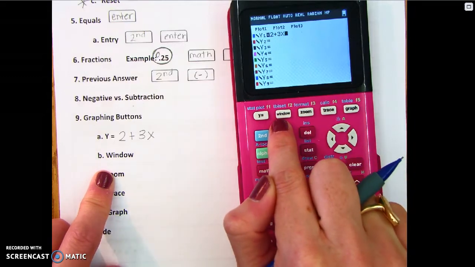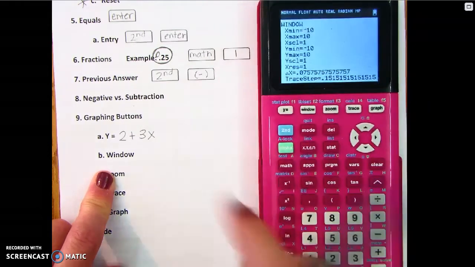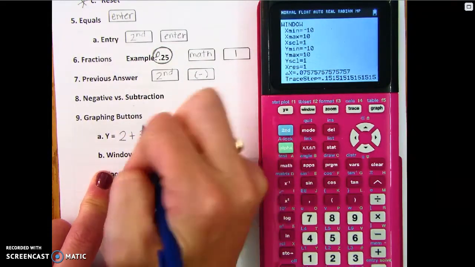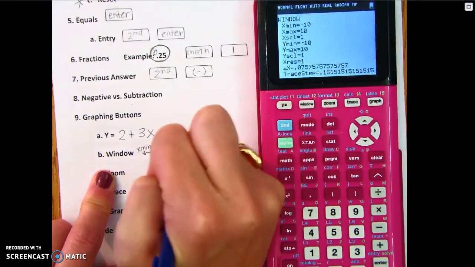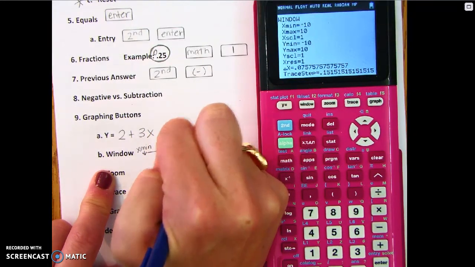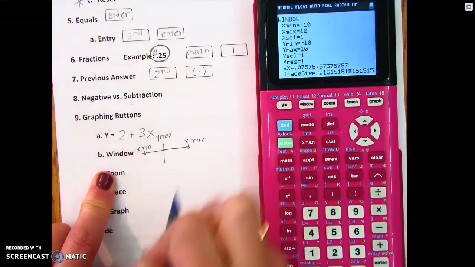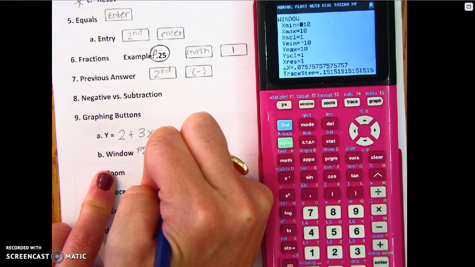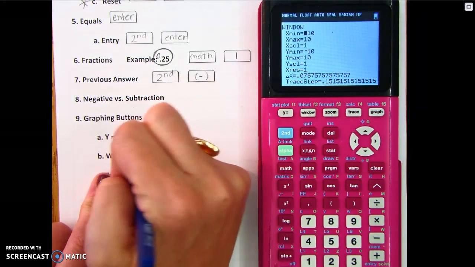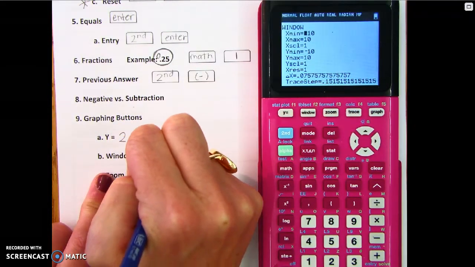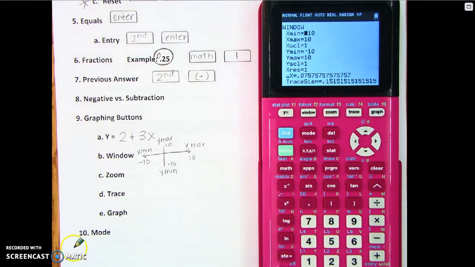To adjust your window, you press this button here that says window. X-min, draw this on your paper, means that on the x-axis, it's the smallest number. X-max means on the x-axis, that's the largest number. Y-max is the largest y value. Y-min is the smallest y value. So the default is that the graph goes from -10 to +10 on both axes. But you can just adjust that.